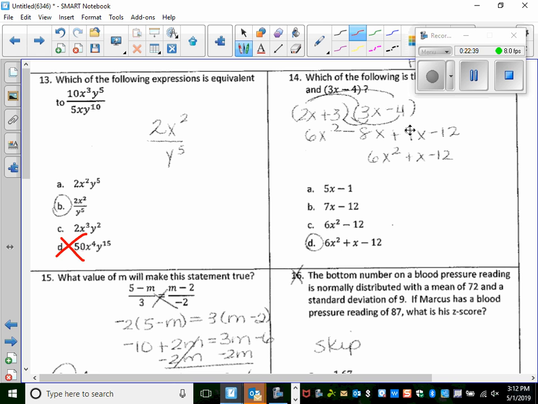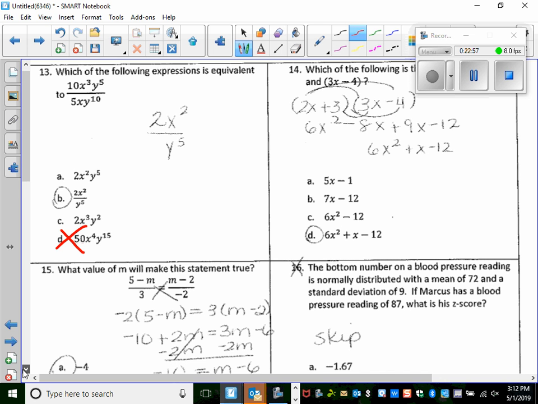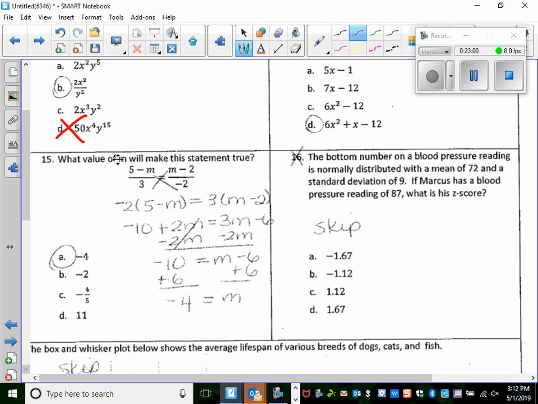Okay, and then of course you want to combine. Now, when you combine, guys, please don't do anything now to the exponents. Okay, combining just means you're adding or subtracting the coefficients. So 9 minus 8 is 1x. Okay, so that's letter D. Okay. All right, here's another one.